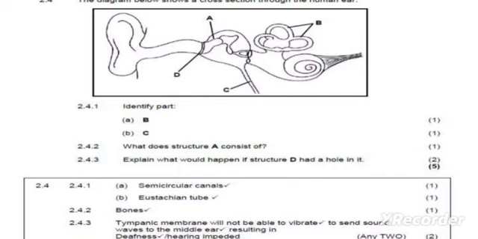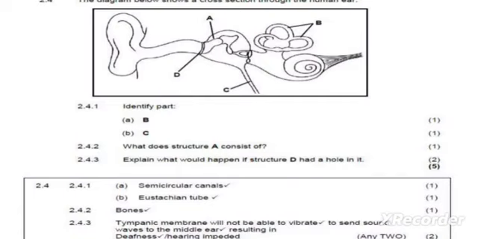What's going to happen if A is damaged or if D is damaged? You look at the function of A. For an example, maybe it is to amplify the sound, right? What you're going to tell them if they ask what's going to happen if A is damaged, you tell them that the sound is not going to be amplified.